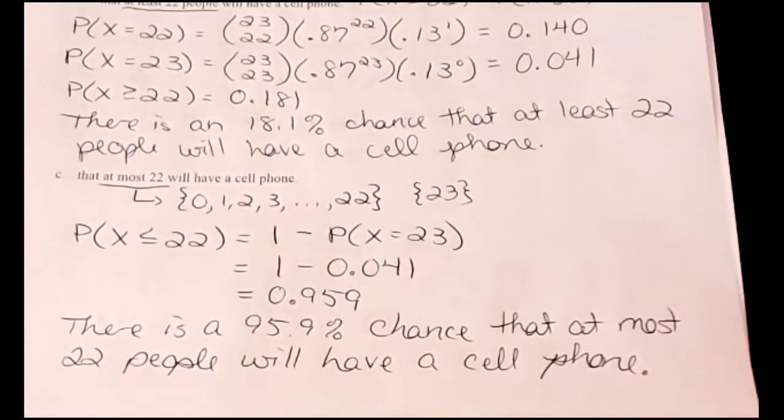So there's a 95.9% chance that at most 22 people will have a cell phone. Beautiful. Let's turn the page, and I want to show you a binomial probabilities table that you actually can use. Or if you don't want to use the paper table, we can use online software, and I'll show you that as well.